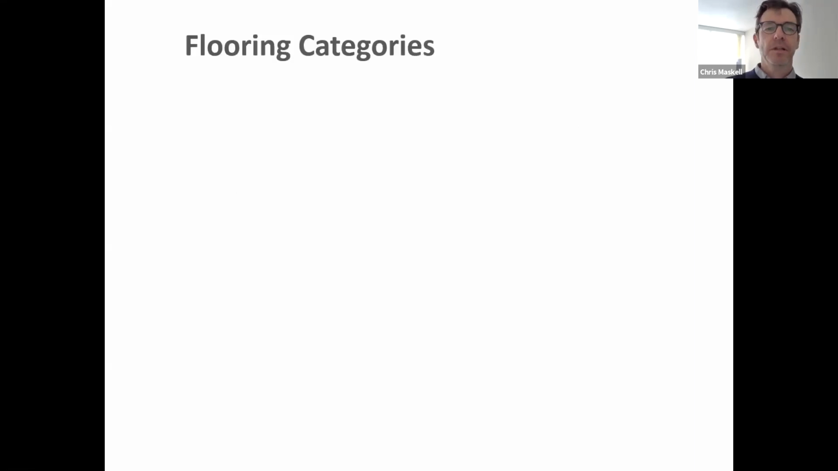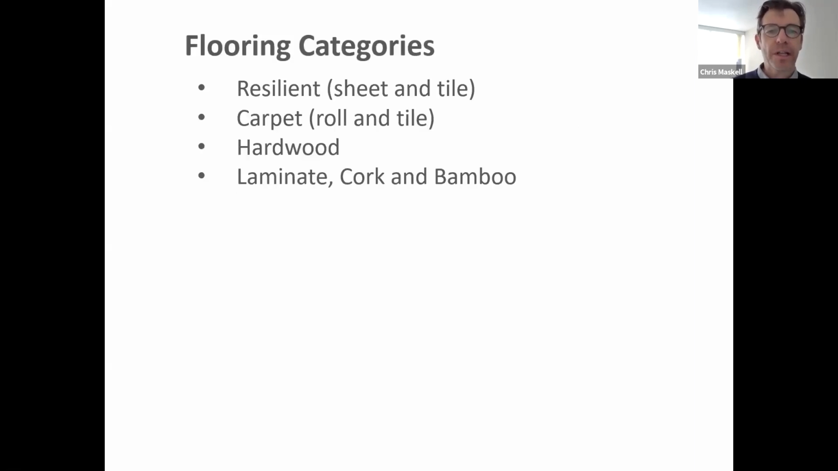What's in the manual? Flooring categories include resilient, which is rubber, vinyl, linoleum, LVT, LVP, sheet and tile goods, also carpet, both rolled or broadloom goods and tile, hardwood, site finished, pre-finished, engineered, solid, you name it, and laminate, cork, and bamboo.